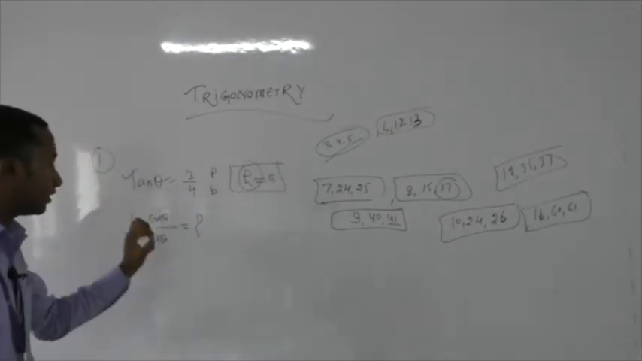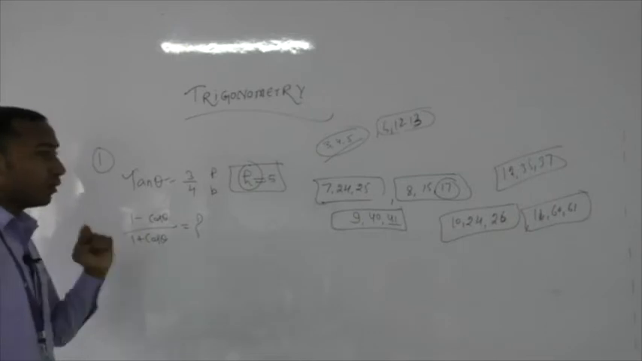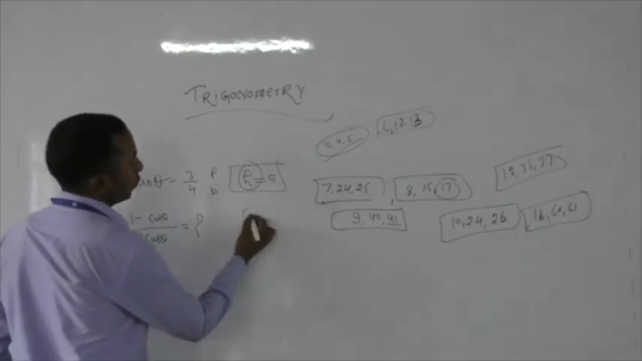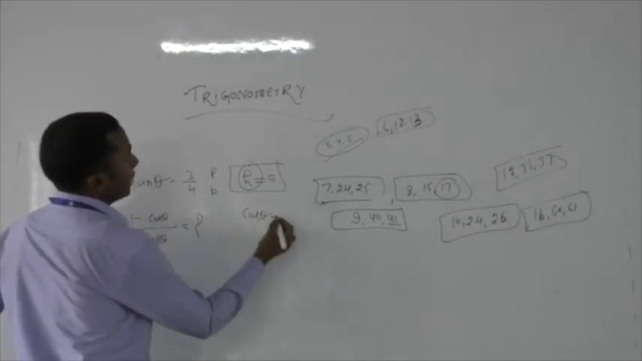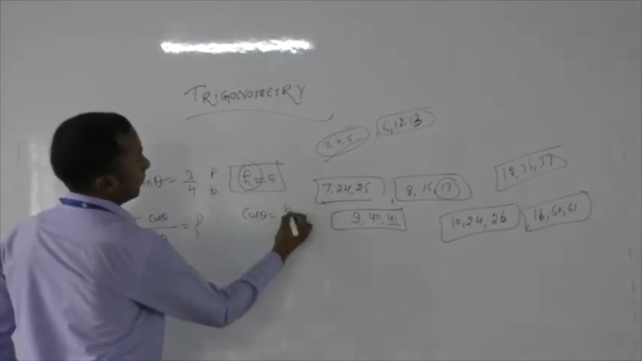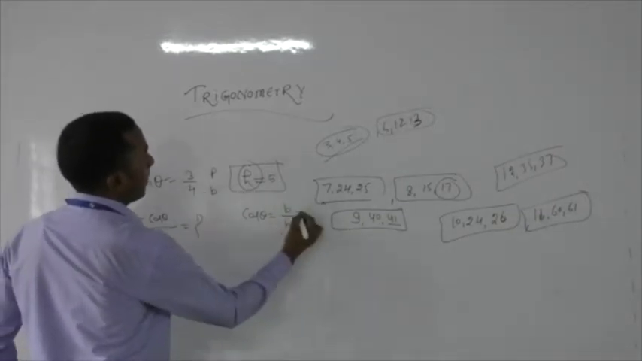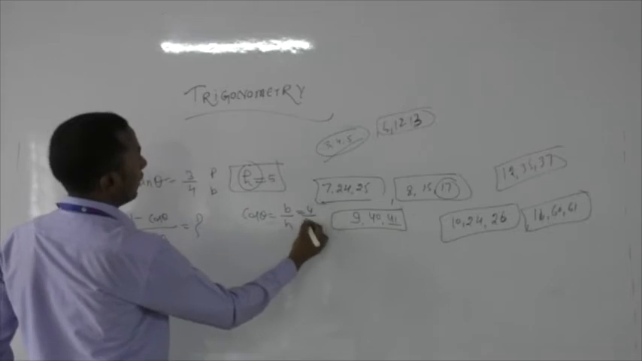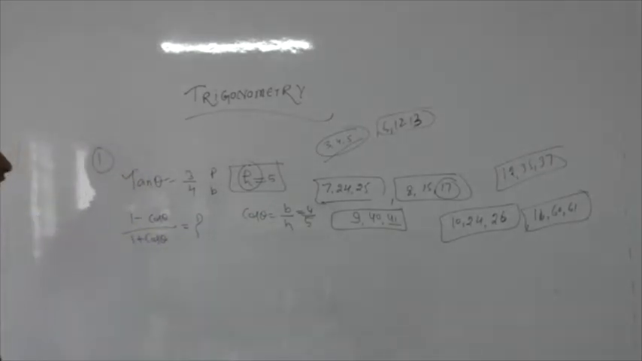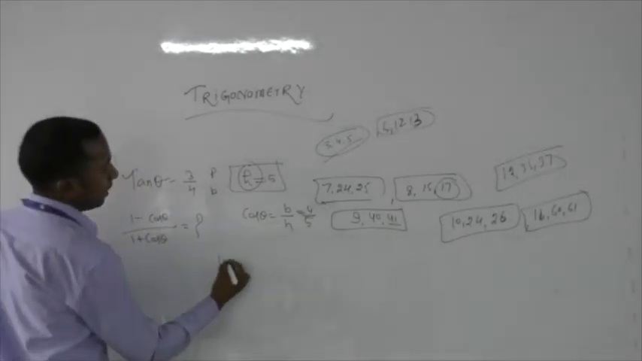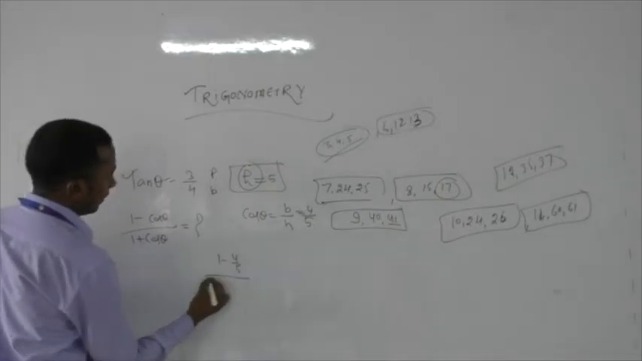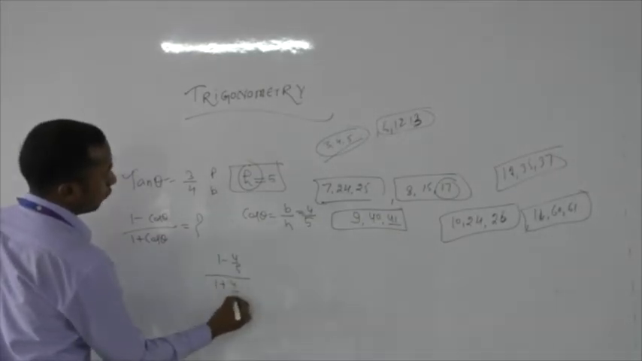So 1 minus cos theta you require. So you need the value of cos theta. So cos theta is equal to base by hypotenuse. What is the base? Base is 4 and hypotenuse is 5. So the value of cos theta is 4 by 5. Put that value. So 1 minus 4 by 5 divided by 1 plus 4 by 5.